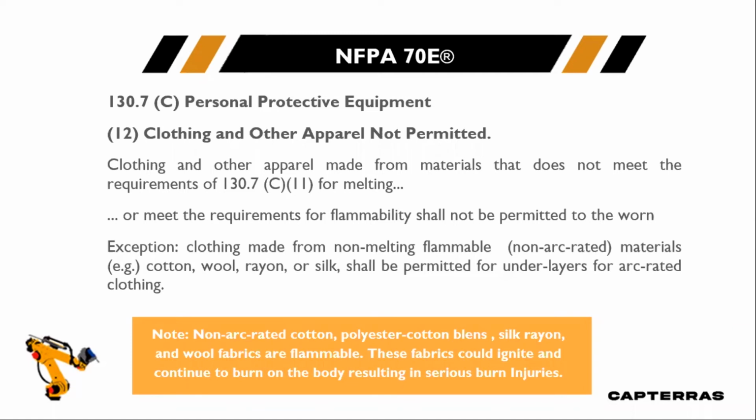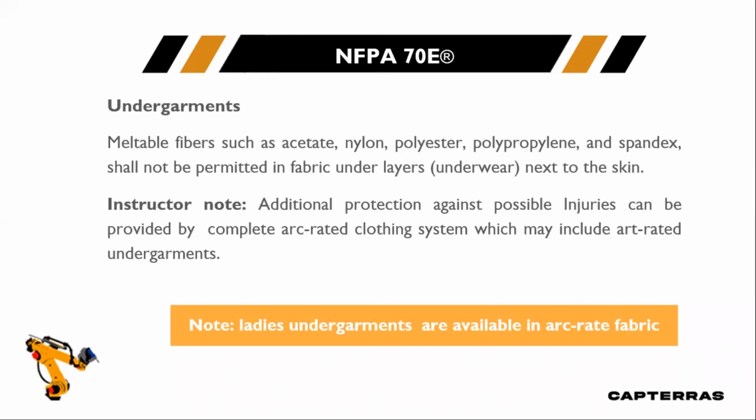As a note, non-arc-rated cotton, polyester-cotton blends, silk, rayon, and wool fabrics are flammable. These fabrics could ignite and continue to burn on the body, resulting in serious burn injuries. Let's talk about undergarments. We have to avoid meltable fibers such as acetate, nylon, polyester, polypropylene, and spandex. They shall not be permitted in fabric underlayers, underwear next to the skin.